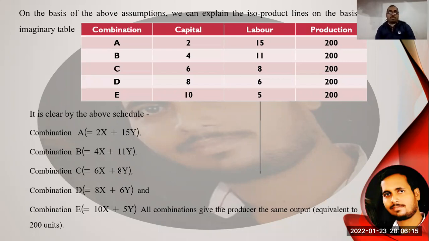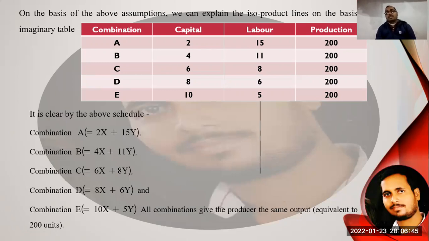Further, in combination B, the entrepreneur has to use 4 units of x, the capital, and 11 units of labor, that is y. In combination C, the entrepreneur has to use 6 units of capital, represented by x, and 8 units of labor, represented by y. And in combination D, the entrepreneur has to use 8 units of x, the capital, and 6 units of y, the labor.